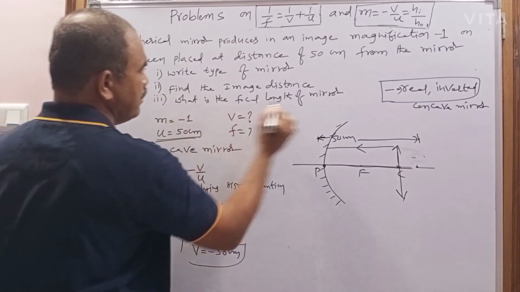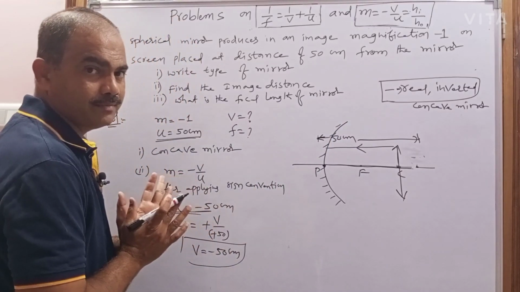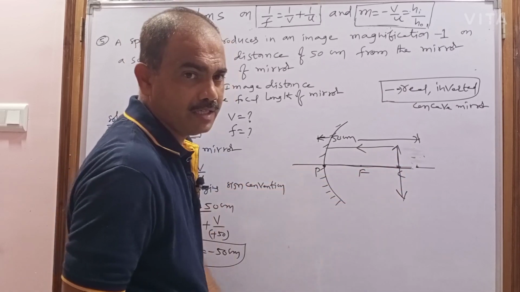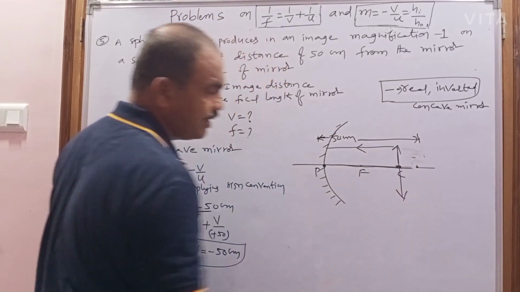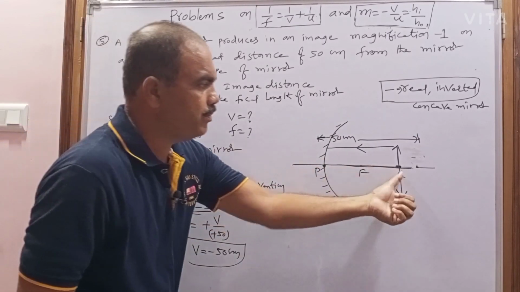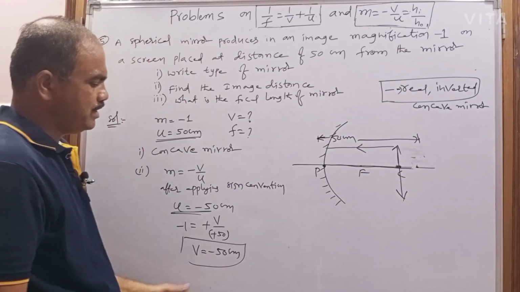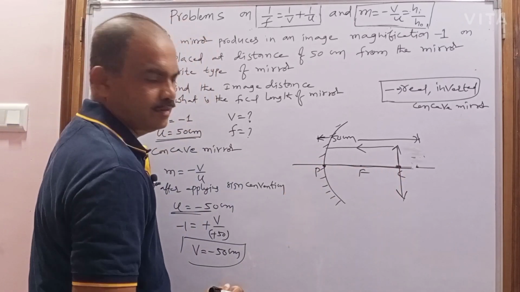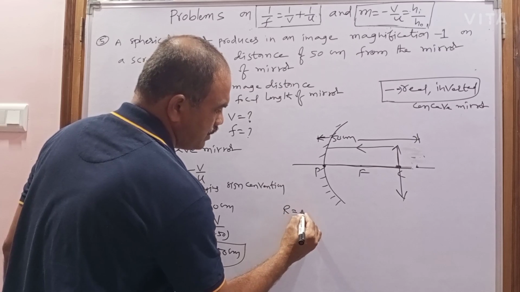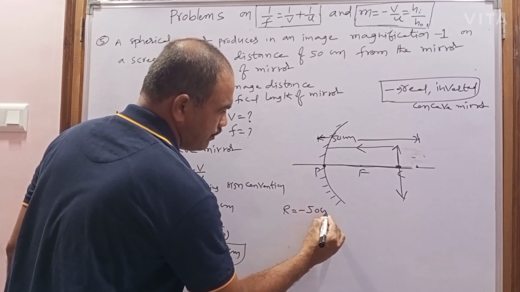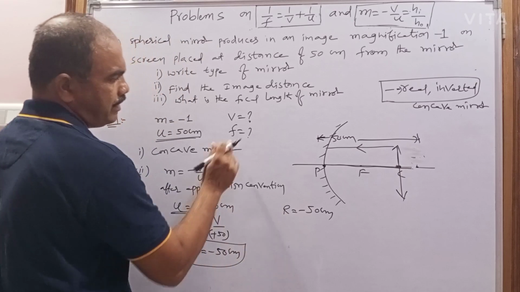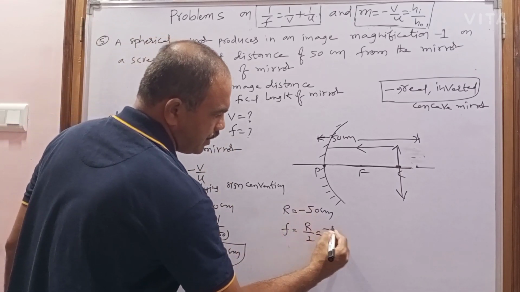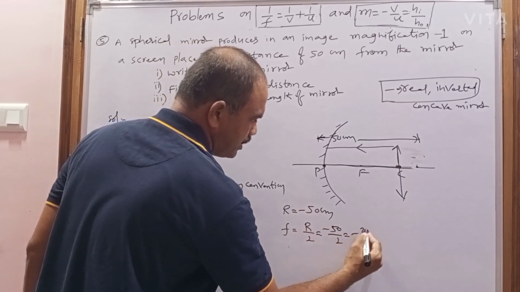Next, come to the focal length. You can guess it easily. Why? Where the object is kept, at the same place the image is formed, and where is the object? At C. Already you know the distance between the pole and the center of curvature, that is how much? That is 50. So the radius of curvature is 50. Plus 50 or minus 50? Minus 50. Now from this you can find the focal length. What is the focal length? f equal to R by 2. That is minus 50 by 2, that is minus 25 centimeter.